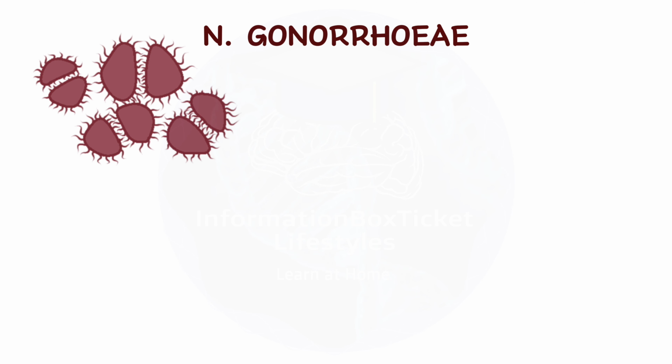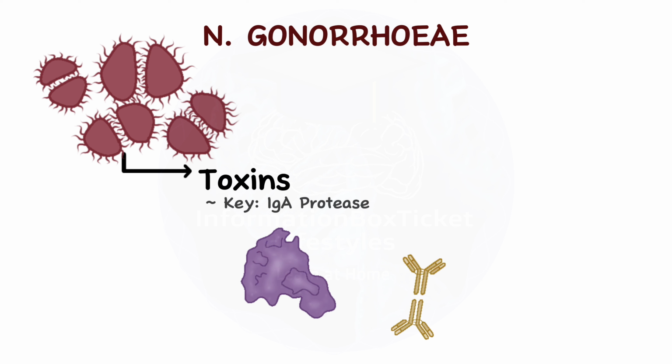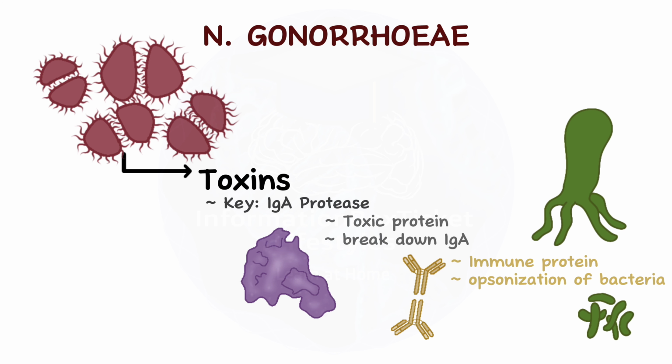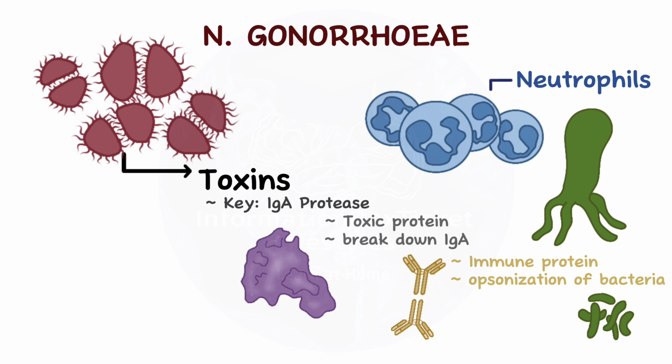Pili aside, other virulence factors of N. gonorrhoeae include toxins. A key one is IgA protease, a toxic protein that this bacterium uses to break down immunoglobulin A, IgA. IgA is an immune protein typically found in mucosal secretions, such as those from the vagina or cervix. It plays a role in opsonization of bacteria, essentially tagging them so that neutrophils can recognize and eliminate them. So, IgA protease disables this first line of mucosal defense.